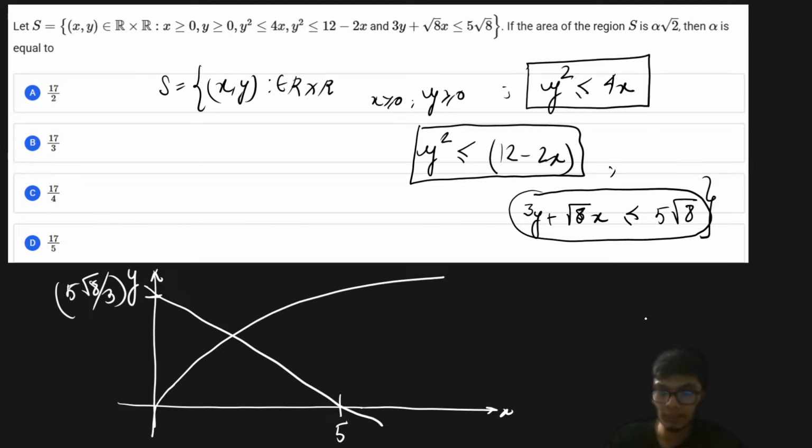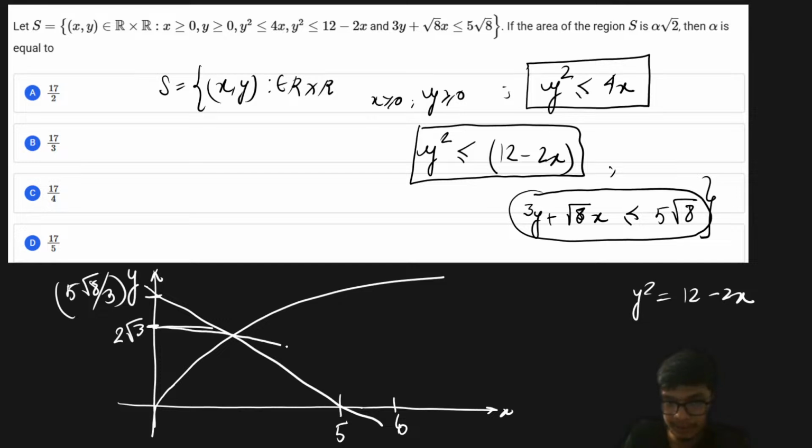This other parabola, y square is equal to 12 minus 2x, will start at x equal to 0 where y is equal to 2 root 3, and at y equal to 0, x is equal to 6. So somewhere over here we will have the parabola like this, and it will intersect over here. So we have to find out this particular point of intersection.